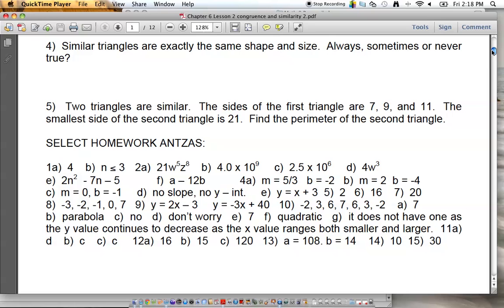Okay, 2 triangles are similar. The sides of the first triangle are 7, 9, and 11, and the smallest side of the second triangle is 21. Find the perimeter of the second triangle. Now this is a pretty challenging question. They used to give this on the 10th grade math regents all the time. But it's not overly hard.